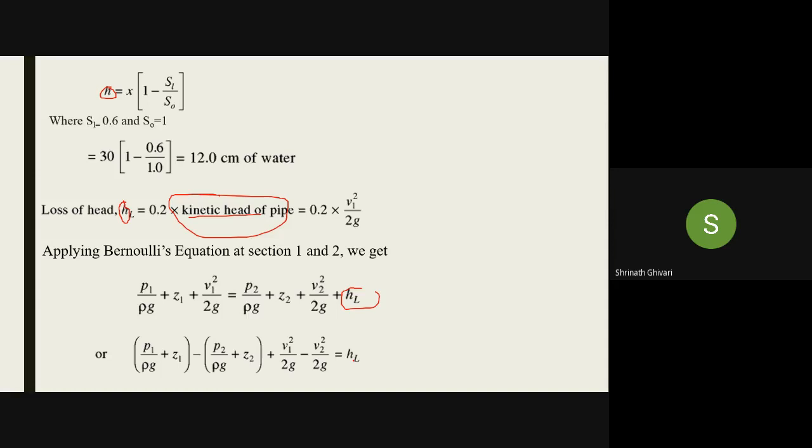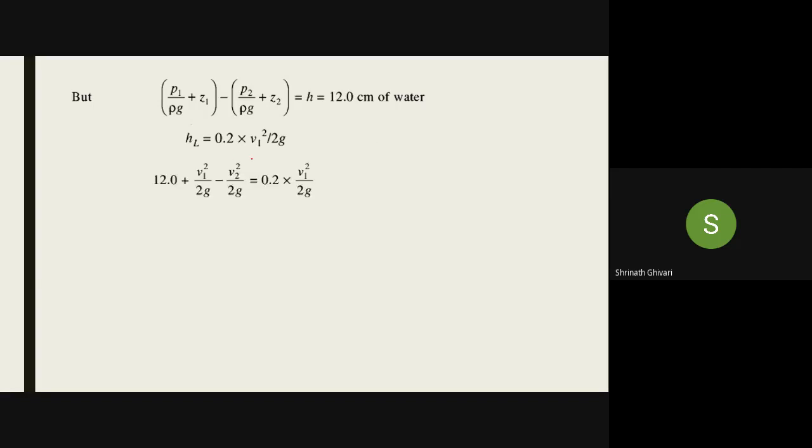Now substitute the value of HL as 0.2 into V1 square by 2G. This total you can substitute as 12 centimeter. So P1 by rho G plus Z1 minus P2 by rho G plus Z2 equal to H equal to 12 centimeter of water, and HL equal to 0.2 into V1 square by 2G. These are the two expressions we have to substitute. As I have told you, P1 by rho G plus Z1 minus P2 by rho G plus Z2 will be 12, plus V1 square by 2G minus V2 square by 2G equal to 0.2 into V1 square by 2G.